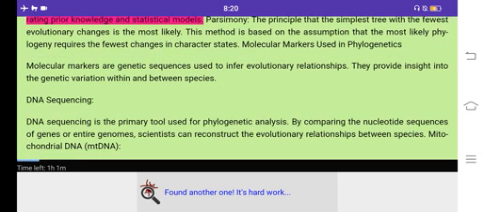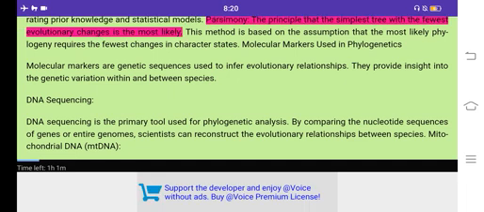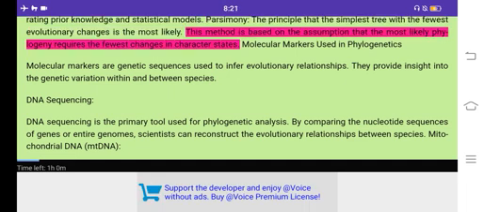Bayesian inference, a probabilistic method that uses Bayesian statistics to infer phylogenetic trees, incorporating prior knowledge and statistical models. Parsimony, the principle that the simplest tree with the fewest evolutionary changes is the most likely. This method is based on the assumption that the most likely phylogeny requires the fewest changes in character states.